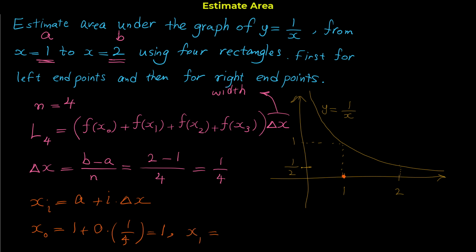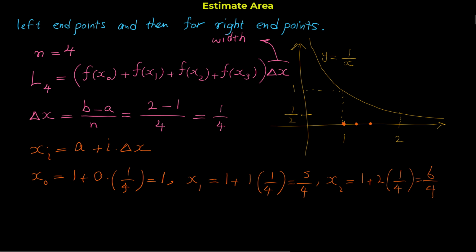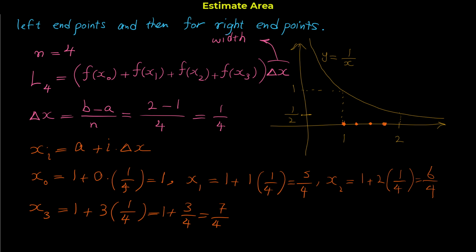Now, what is x1? x1 is again a, 1, plus 1 times delta x. 1 plus 1/4 is 5 over 4. 5 over 4 is somewhere here. What is x2? x2 is 1 plus 2 times 1/4. 2 times 1/4 is 2 over 4, which you can write as 1 over 2, but it's better to leave it as 2 over 4. 2 over 4 plus 1 is 6 over 4. Of course, you can write this as 3 over 2, but leave it like that. So x2 is here. And finally, where is x3? x3 is a, 1, plus 3 times delta x. 1 plus 3 fourths is 7 over 4. So 7 over 4 is somewhere here.